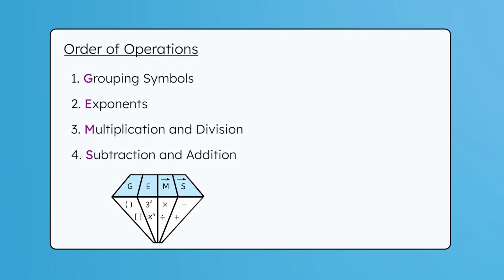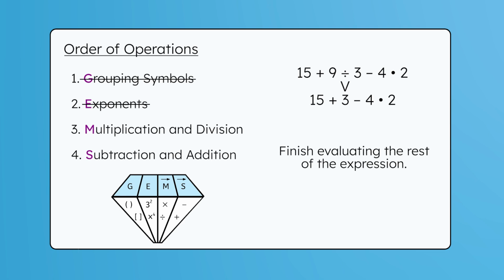Let's try using the order of operations with this expression. What will we start with? There aren't any grouping symbols or exponents, so we'll start with multiplication or division. Simplify 9 divided by 3, which equals 3. Remember to bring down the rest of the expression. Pause here to finish evaluating the rest of the expression.